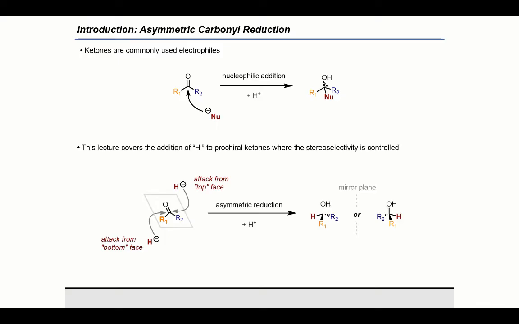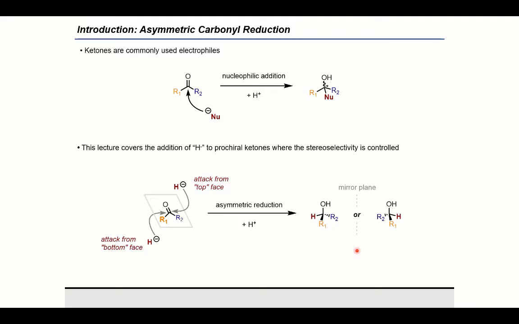So, as many of us will remember, ketones are commonly used electrophiles in organic synthesis. There is a range of nucleophiles that will add to a ketone, such as a Grignard reagent or an enolate, and the resulting product is an alcohol. When a ketone has two different groups attached to it, it is considered prochiral, meaning the addition of a nucleophile can occur from either the top face or the bottom face, and the resulting product is chiral. If the addition is not controlled in some way, it'll happen 50% from one face and 50% from the other face, and the resulting product will be formed as a racemic mixture, as shown here.